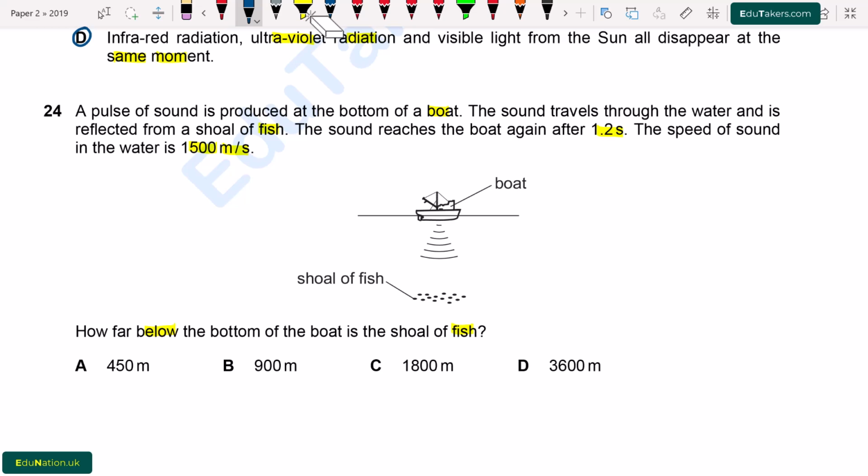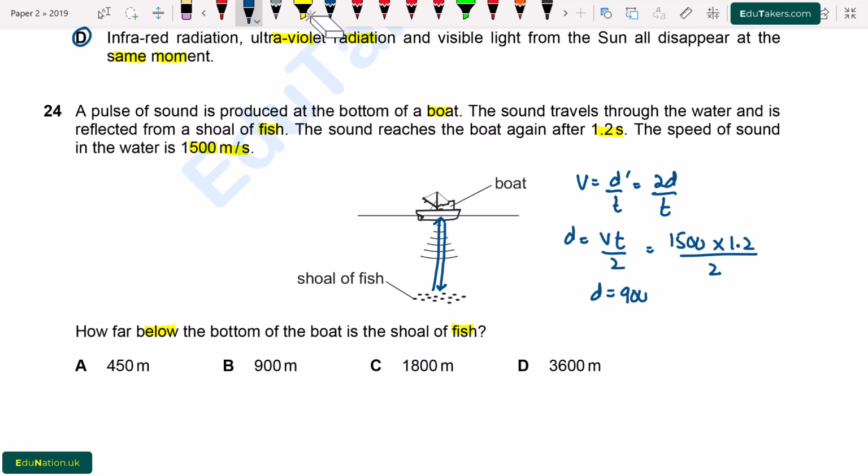First of all, the sound wave comes here and then it is reflected back. And here will be the process of echo. We know that V is equal to distance over time, but in the echo, the distance will be double. So I write here 2d over t. We have to find out the distance. It will be equal to Vt over 2. The speed is given, that is 1500, multiplied by the time, 1.2 seconds, divided by 2. So the distance will be equal to 900 meters. Option B is correct.